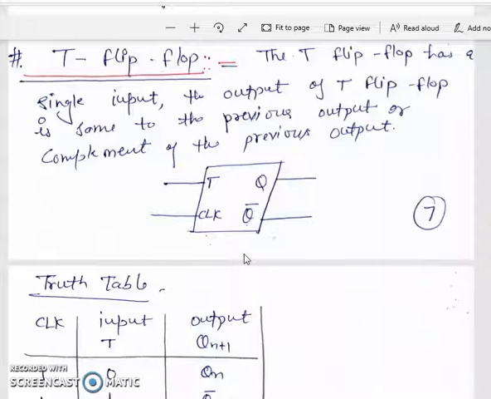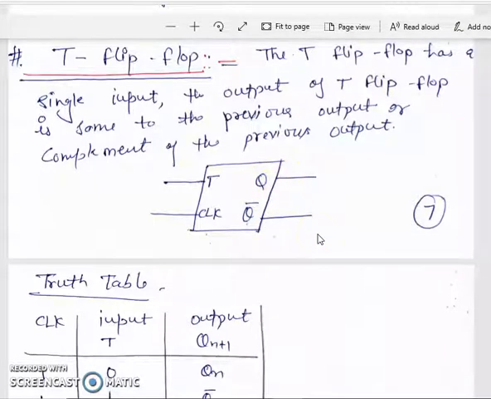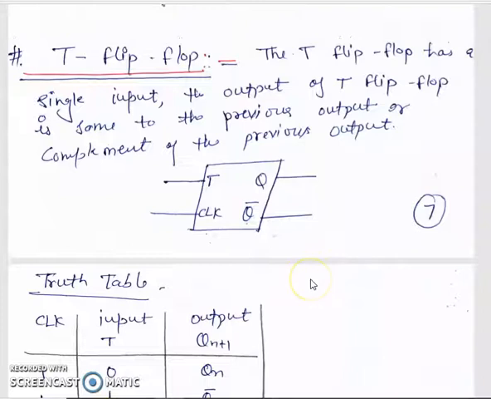The T flip-flop has a single input. The output of the T flip-flop is the same as the previous output or the complement of the previous output. That is, T has one input along with the clock, and there are two outputs, Q and Q bar, the normal and inverted outputs.